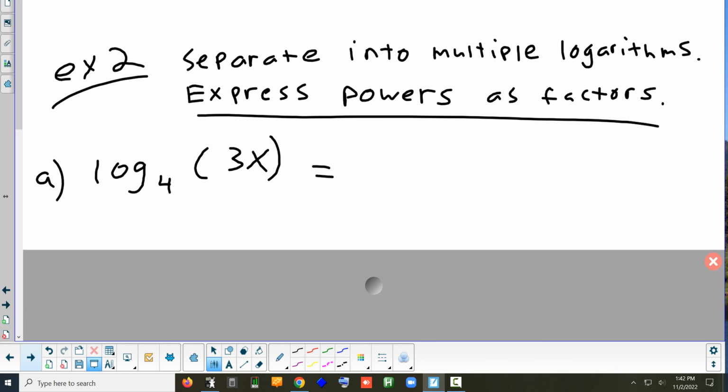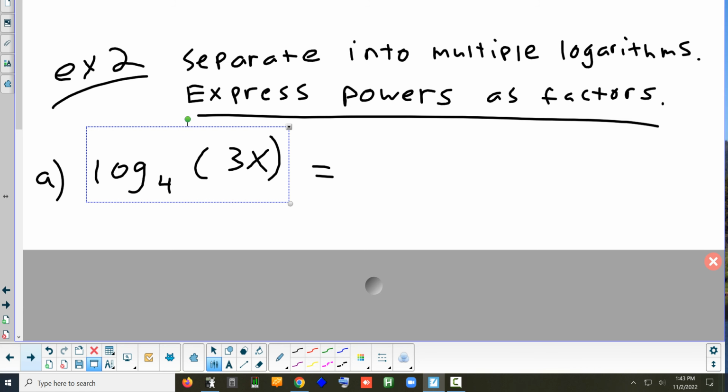Okay, so let's see how this one would split up. Brian, what are we doing with the 3 and the x? They're adding together. Well, just looking at the way they are right now. What do you mean? Like, how do you read that? 3x. And what does that mean? 3 times x. Right, it means 3 times x. So right now we have multiplication, 3 times x. And we just went over a rule: if you have multiplication, you split it.